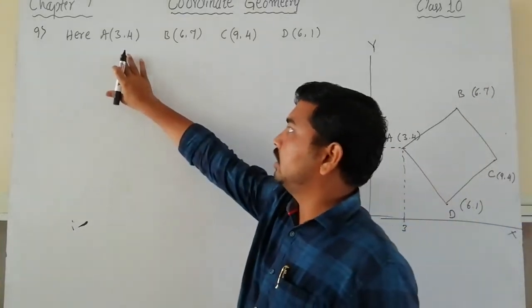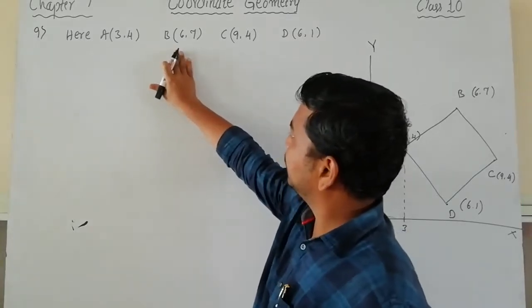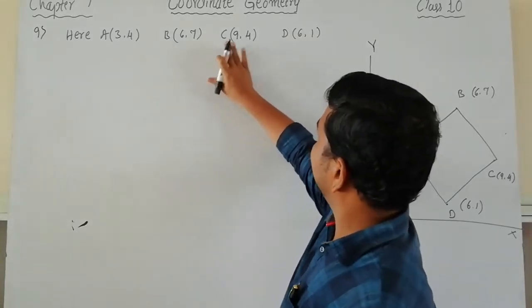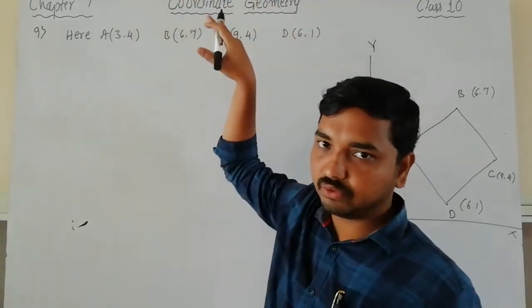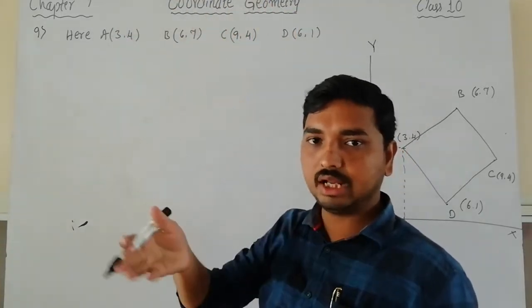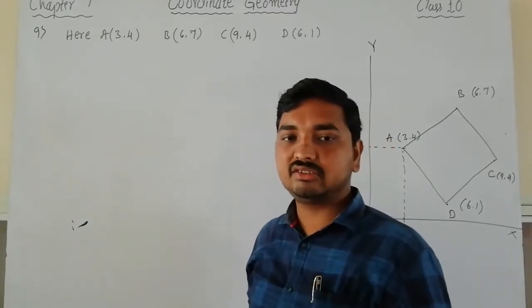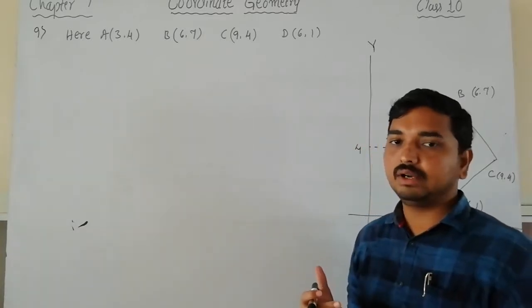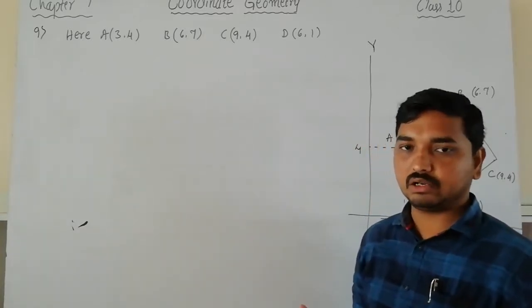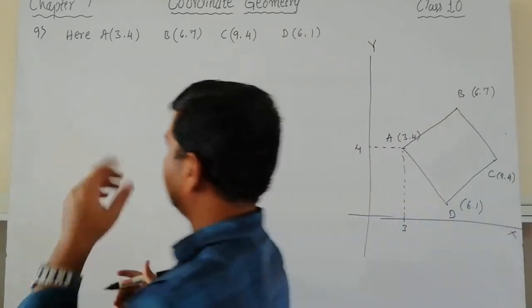So now we need to find out AB. First look here. Always find in a particular order: AB, then BC, then CD, then AD or DA. Both are the same, you can choose anyone. I am going to choose AD. So you need to find out the sides of this figure. If all the sides are equal, then it may be a square or a rhombus. Then further we can decide whether it is a square or a rhombus.